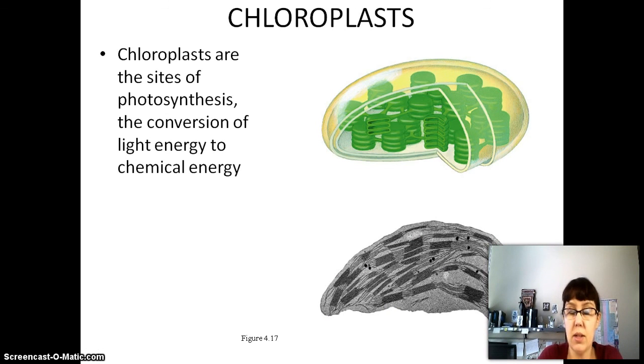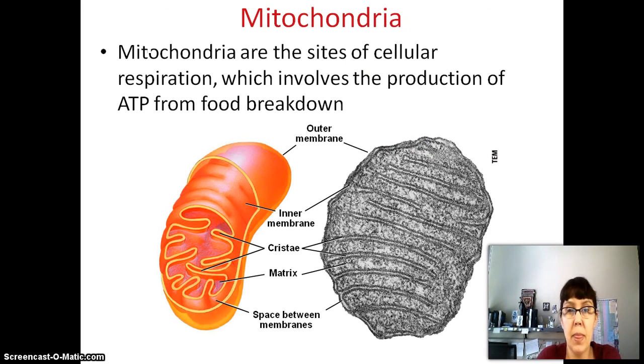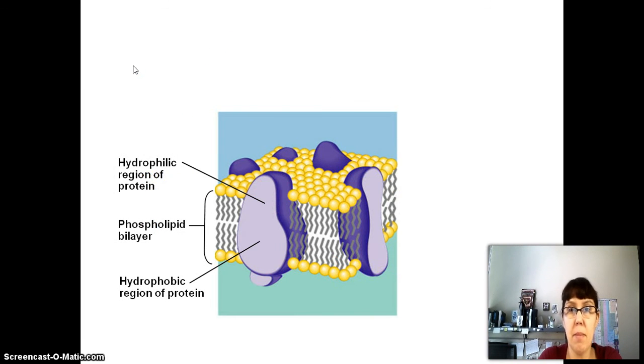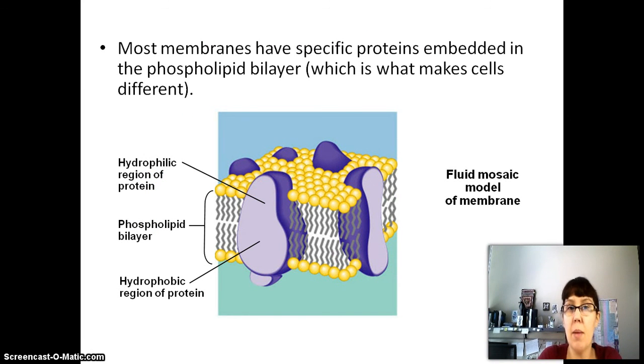Chloroplasts, these are the sites of photosynthesis, and mitochondria are the sites of cellular respiration. We'll cover these in a lot more detail when we hit those chapters. We're going to spend a little bit more time talking about the membrane structure and how compounds move through membranes. I do want you to pay attention to the fact that phospholipids are the compounds that make membranes, and that most membranes have proteins embedded in them that allow them to do different things.